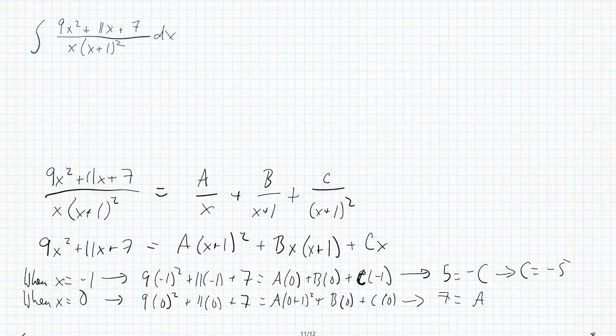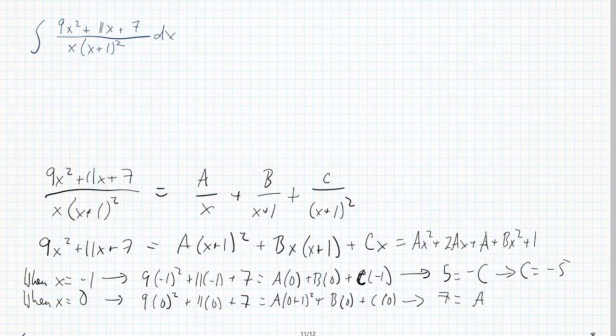So now, last but certainly not least, we can't plug in -1, we can't plug in 0. So what happens is we actually have to distribute here. Notice we get Ax squared plus 2Ax plus A plus Bx squared plus Bx plus Cx.